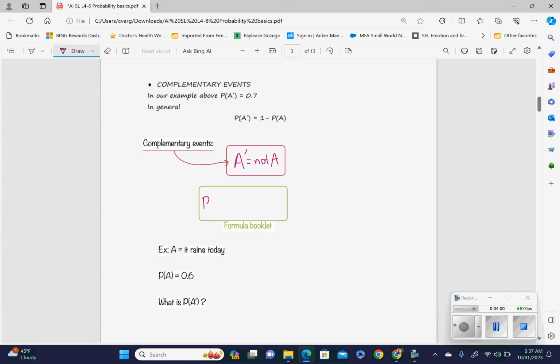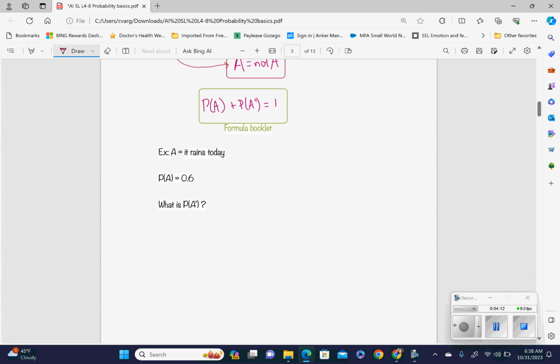And in the formula booklet, this is given to you, so the probability of A plus the probability of not A, or A prime, is equal to 1 whole, right? So we'll give you an example right here. A is the probability that it rains today. So I'm telling you that probability of A is 0.6. So what is the probability of not A? So if we use our formula booklet and we put in the formula that we have, this should be completely common sense, but P of A is equal to 0.6, so I can put 0.6 here. So to find the probability of not A, that's going to equal 1. So we subtract 0.6 from both sides, right? 0.6.